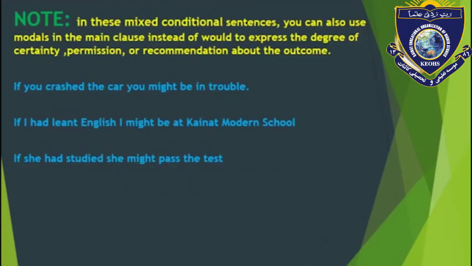Note, in this mixed conditional sentence you can also use modals in the main clause instead of would to express the degree of certainty, permission or recommendation about the outcome. In the mixed conditional sentence we are able to use the modal auxiliary verbs instead of would to express the degree, permission or recommendation about the consequence of the action. For example, if you crash the car, you might be in trouble. We use the auxiliary verb might.